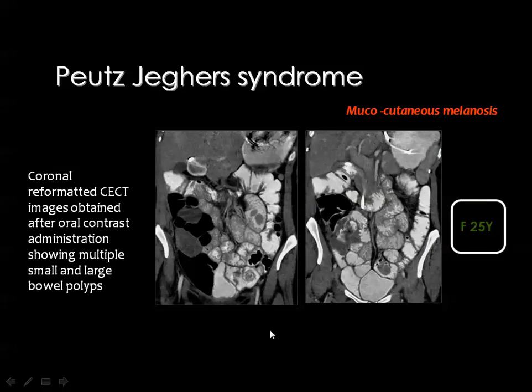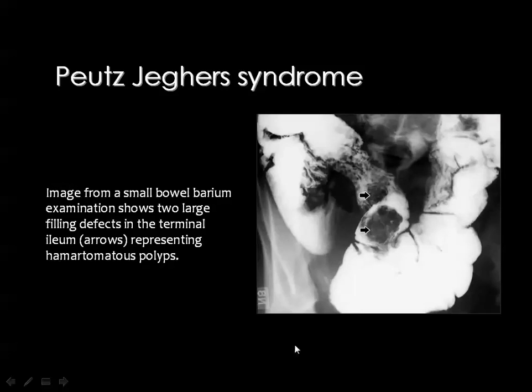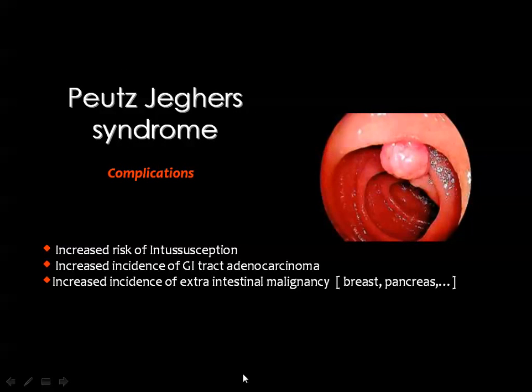Then the CT, especially after oral administration of contrast, may help to identify some of the polyps within the small bowel, and the presence of these pigmentations is very helpful in suggesting Peutz-Jeghers syndrome. And here you can see in the terminal ileum 2 polyps in a case of Peutz-Jeghers syndrome.